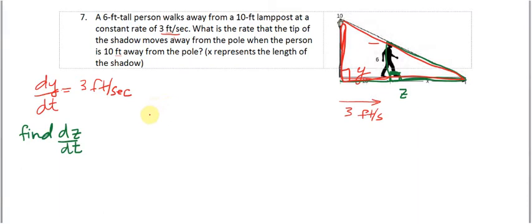So we can say that 6 over x, but x is really z minus y. So this green length right here is x, but we want to express everything in terms of y and z, simplifying, having fewer variables. So that's really z minus y is equal to the big triangle. So the corresponding part to 6 is 10, 10 over z.